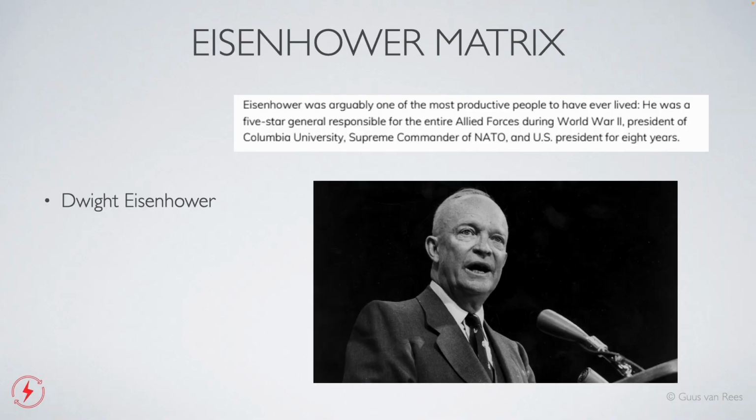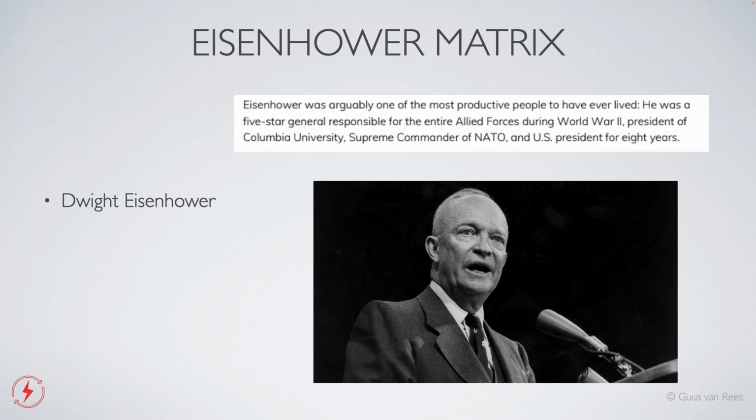Really simple video. So to keep it short, Dwight Eisenhower was basically a president, a former president, and he had quite a lot of responsibility. So you could arguably say that this man was quite productive. As you can see on the screen, he was a 5-star general responsible for the entire Allied forces during World War II, and also president of Columbia University, and supreme commander of NATO, and US president for 8 years straight. So this man definitely knows how to make his priorities.